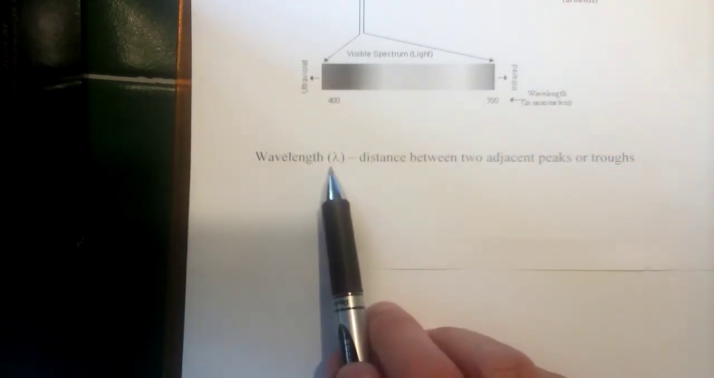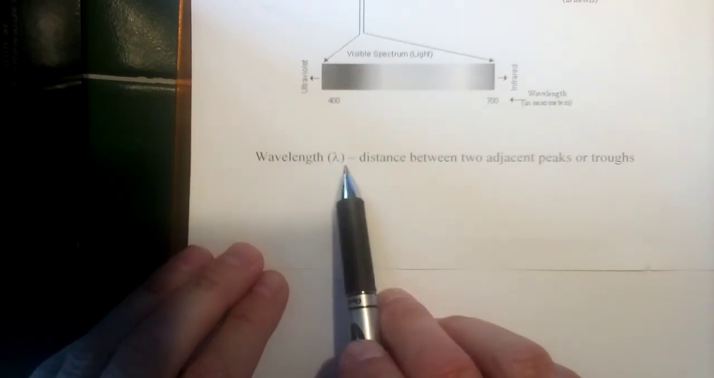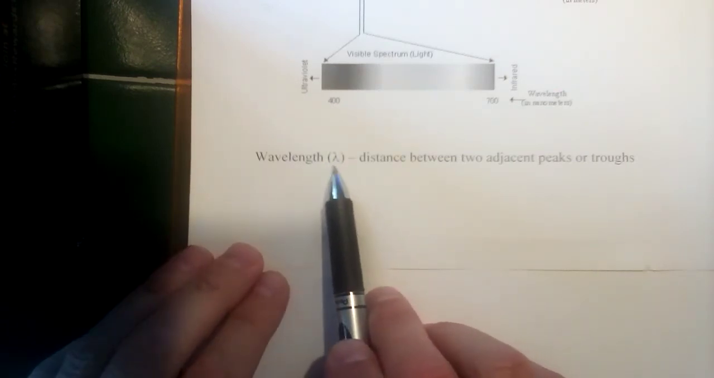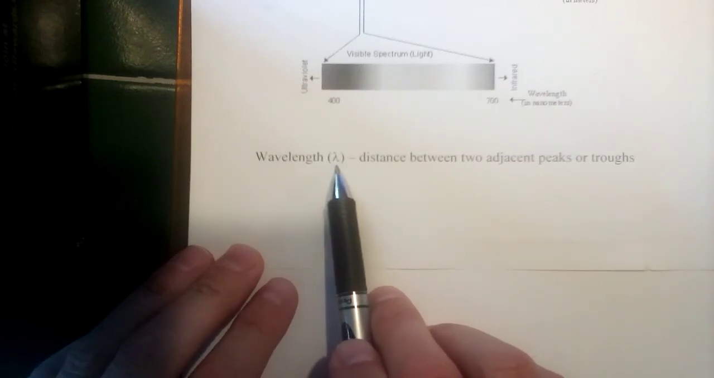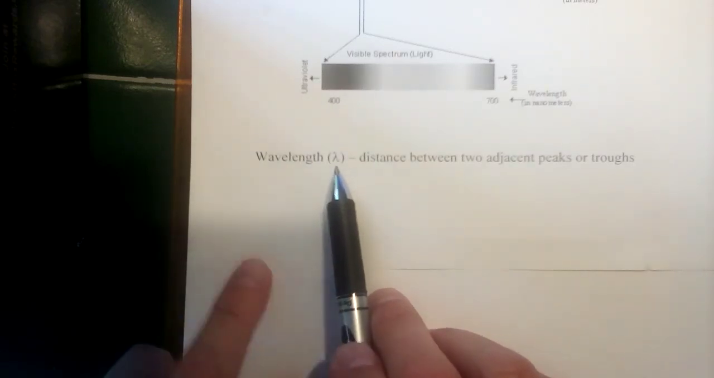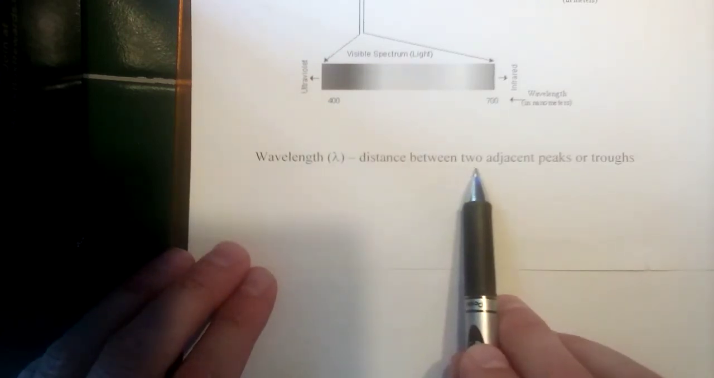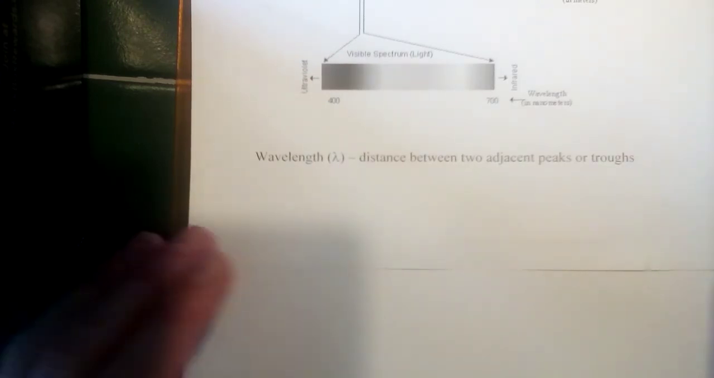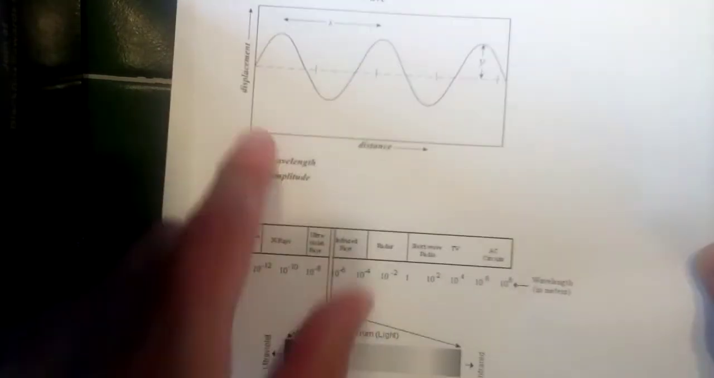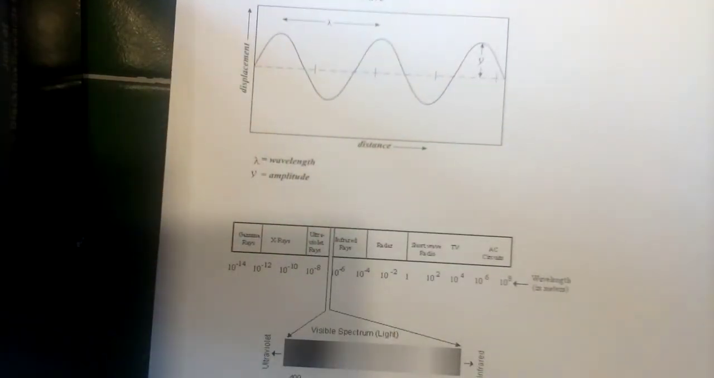Okay, some definitions here. Wavelength of the light waves is abbreviated by the Greek letter lambda, so that's something you'll want to get used to. When you see this symbol, you want to think, okay, that's the wavelength of the light. This is the distance between two adjacent peaks or troughs in that cycle of light that we looked at.